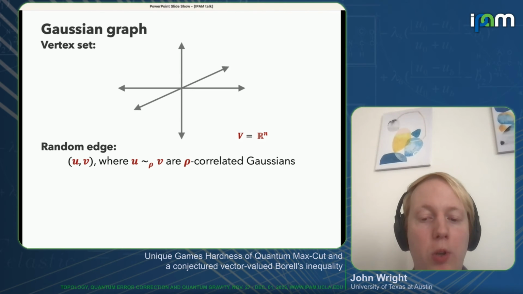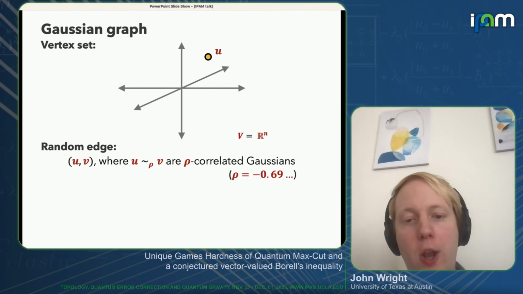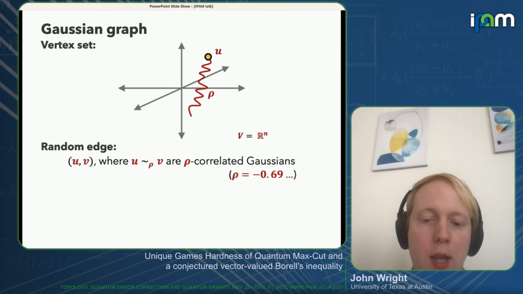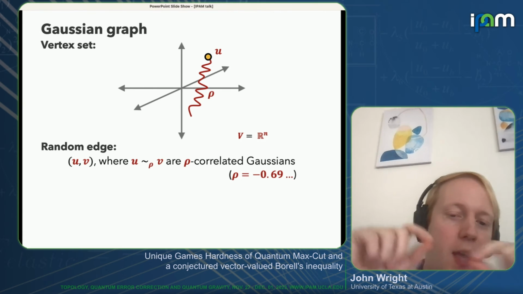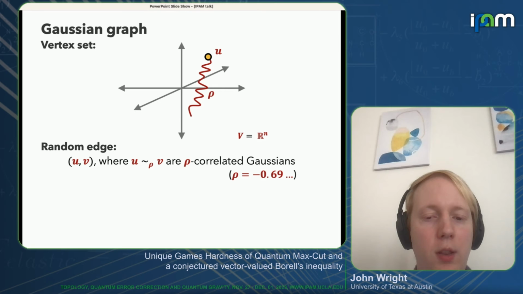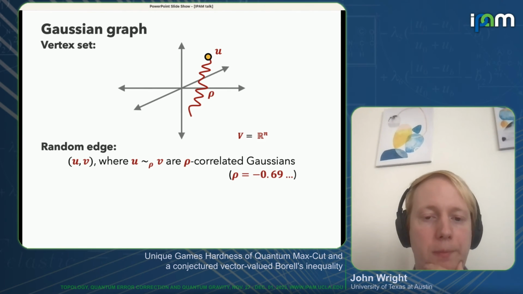And what they do is they pick rho to be this bad angle, minus 0.69. Okay, so what is a rho-correlated Gaussian? Well, pictorially, it's like you pick a uniformly random Gaussian vector somewhere. And then you pick another vector, which is, in this case, negatively correlated. So we have a negative correlation of minus 0.69. If it was minus 1, then it would be exactly the opposite vector. But since this is only somewhat negatively correlated, we get something that's kind of pointing in the opposite direction. And that will give us our V.